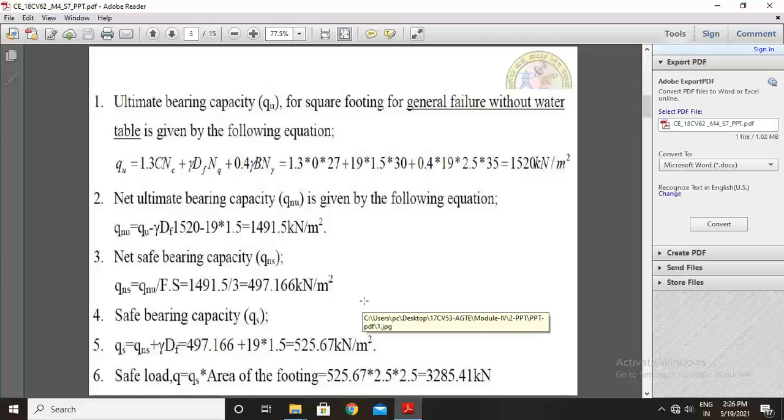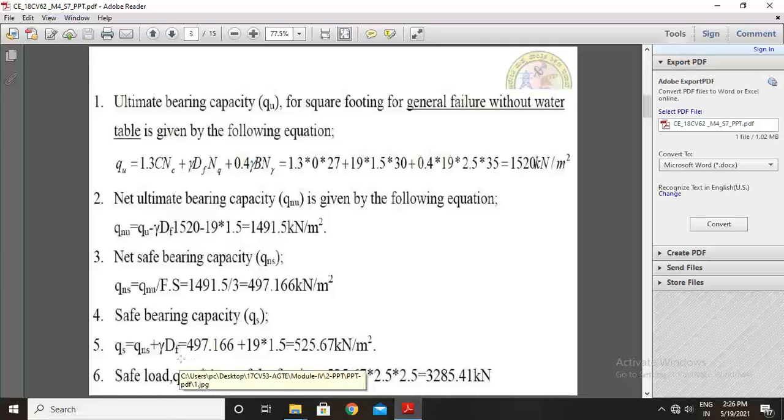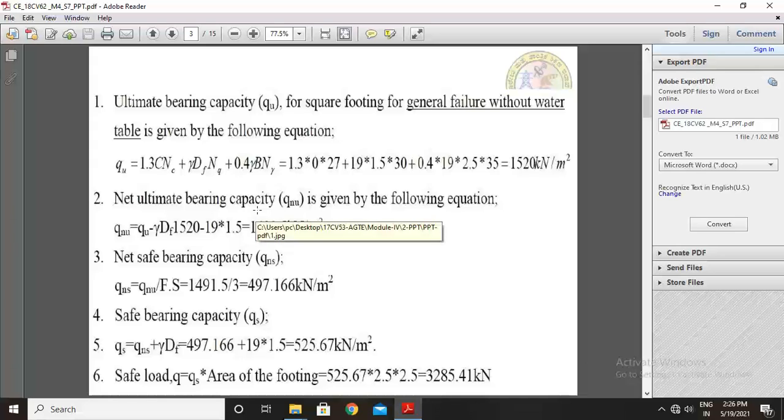Next, safe bearing capacity is given by the equation qs equal to net safe bearing capacity, that is qns, plus overburden pressure gamma into Df. So here qns is 497.166 plus gamma is 19 into Df is 1.5. The answer is 525.67 kilonewton per meter square. So this is the safe bearing capacity of the footing.